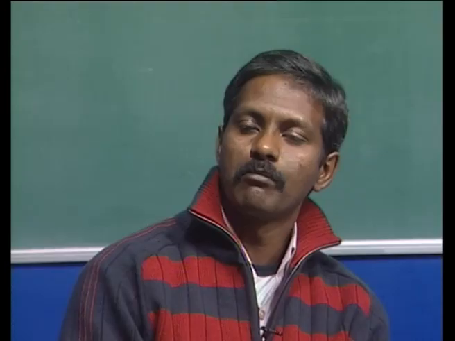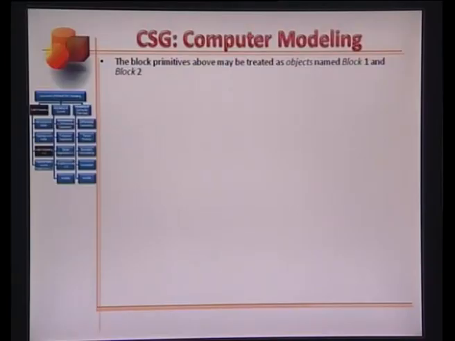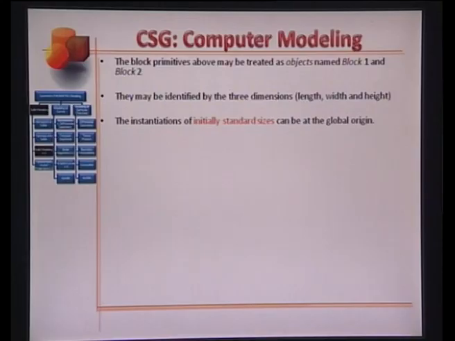How would this operation be seen by a solid modeler? Or how would this operation be simulated by a solid modeler? Let's try to understand that. The block primitives above may be treated as objects named block 1 and block 2. They may be identified respectively by three dimensions: the length, the width, and the height of the blocks. The copies of the initially standard sizes can be at the global origin.